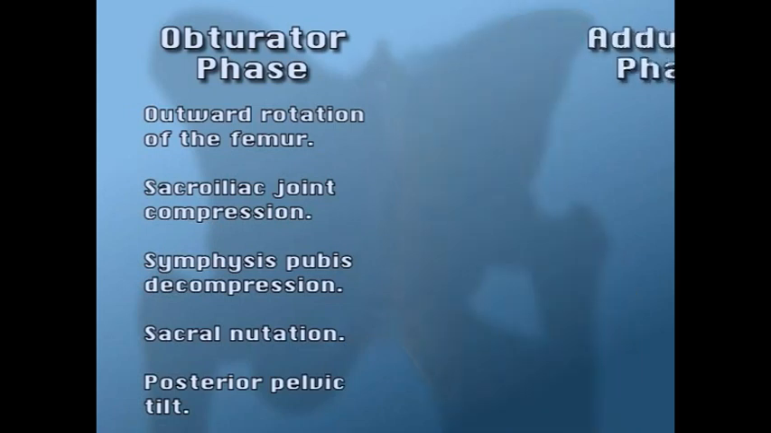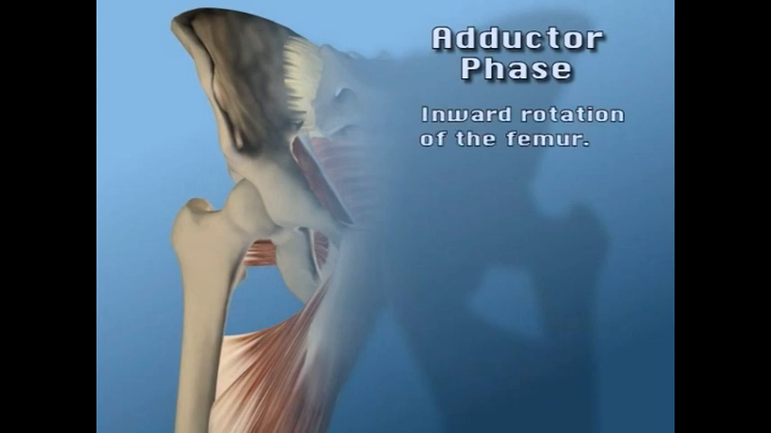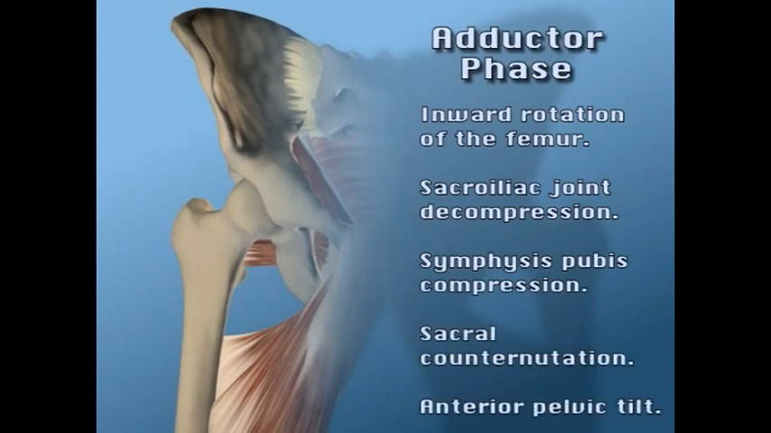During the adductor phase of the pelvic rotator cuff action, there is inward rotation of the femur, sacroiliac joint decompression, symphysis pubis compression, sacral counternutation, and anterior pelvic tilt.